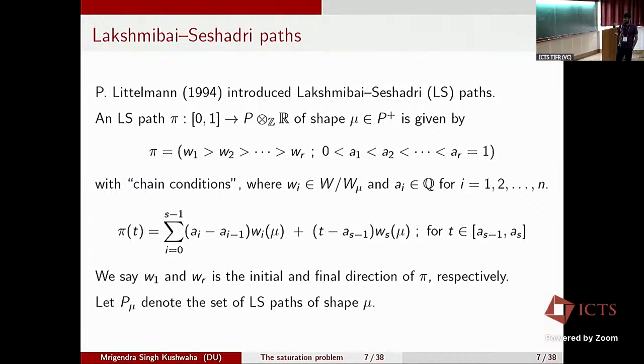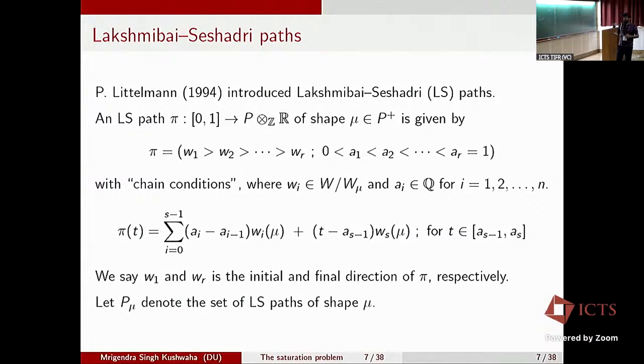There is some condition, and this pi is denoted. It is defined this way: if T belongs to AS minus 1 to AS, then pi T is defined by this formula. If you notice, you can see that this path is piecewise linear. Like from interval 0 to A1, it is going in W1 mu direction. After that, it is going in W2 mu direction, right? So it is going piecewise linear. The first direction, that is W1, we call the initial direction of pi, and the last direction we call the final direction of pi.